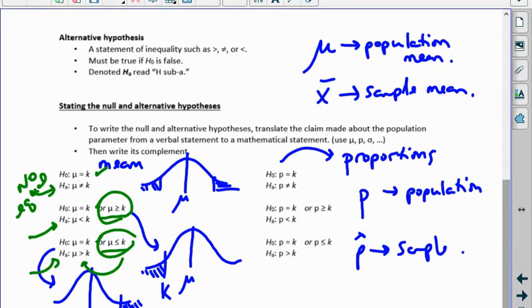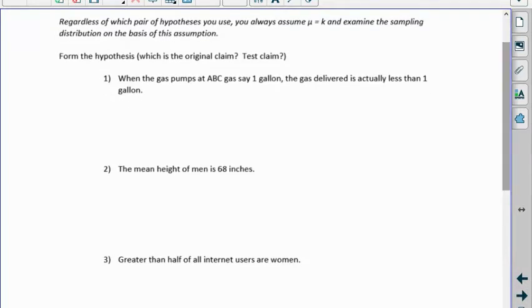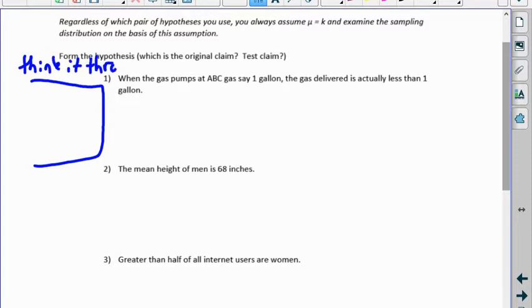Next page. Okay. So we're going to be writing these original claims. What are we looking at? Let's see what we're looking at here. Okay, I like to just sort of think it through off to the side there, okay? Just try to translate what this sentence is saying about the population.